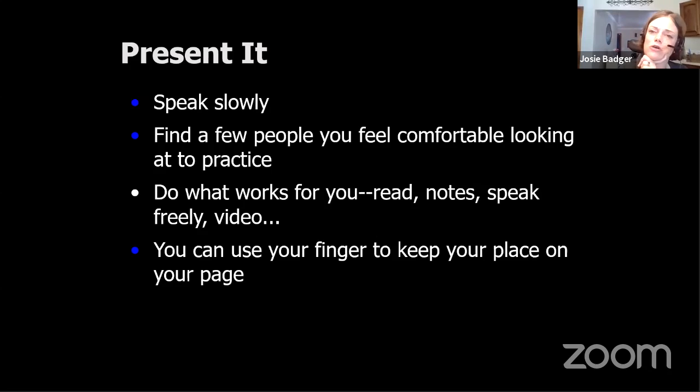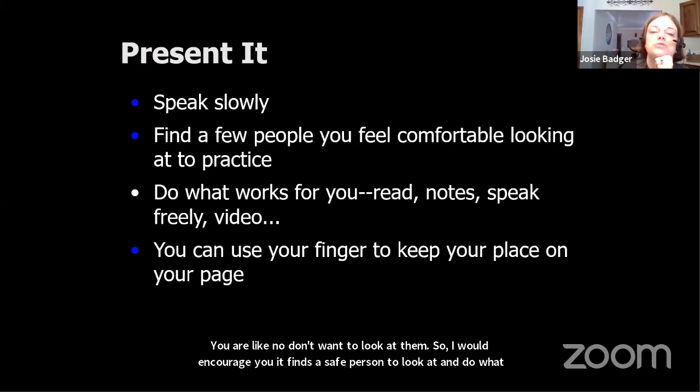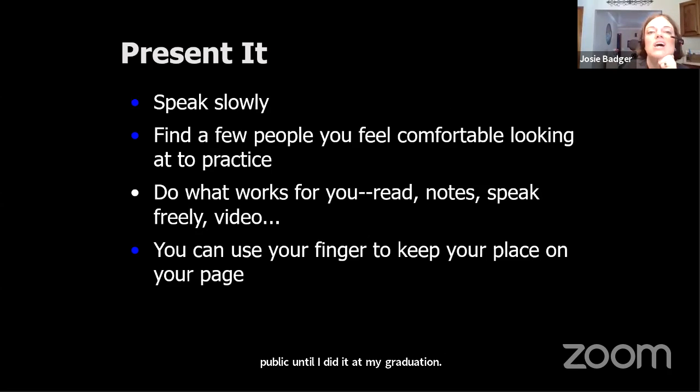But practice different ways, because I didn't realize how bad I was at reading in public until I did it at my graduation. And that's a bad time to figure that out. I was a graduating valedictorian and I got up there to read my speech and I literally almost blacked out because I got nervous, my eyes blurred, and then I got real clammy. And so I had to cut my speech short because I thought I was gonna pass out.